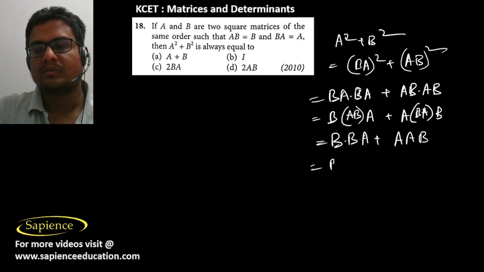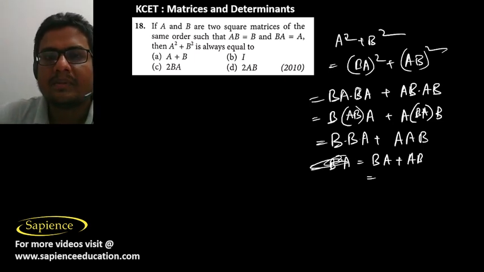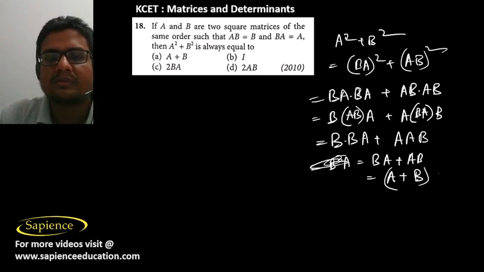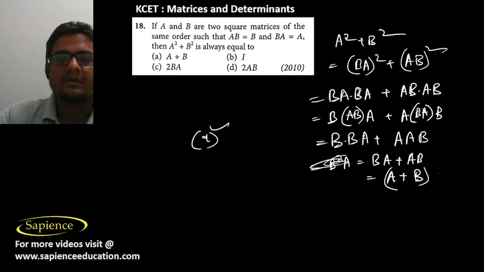So that is also equal to B square A. Now again BA is equal to A, so that is B into A plus A into AB, and AB again is equal to B. So BA again is A, and AB is B. So that is equal to A plus B. So option A is the correct answer.